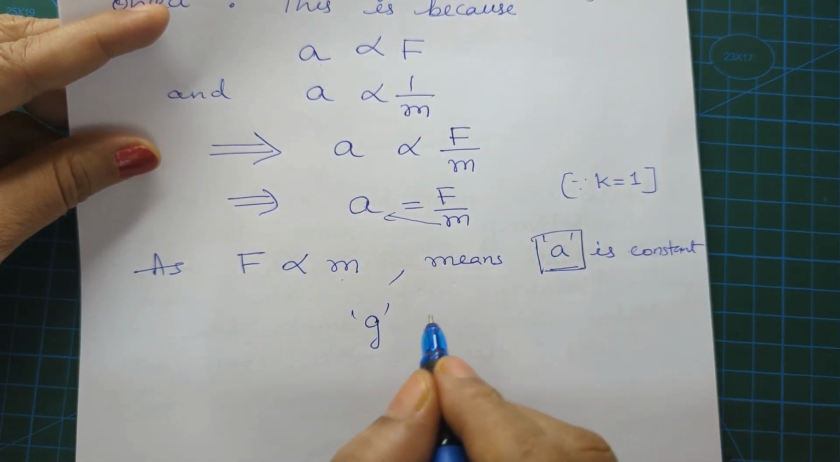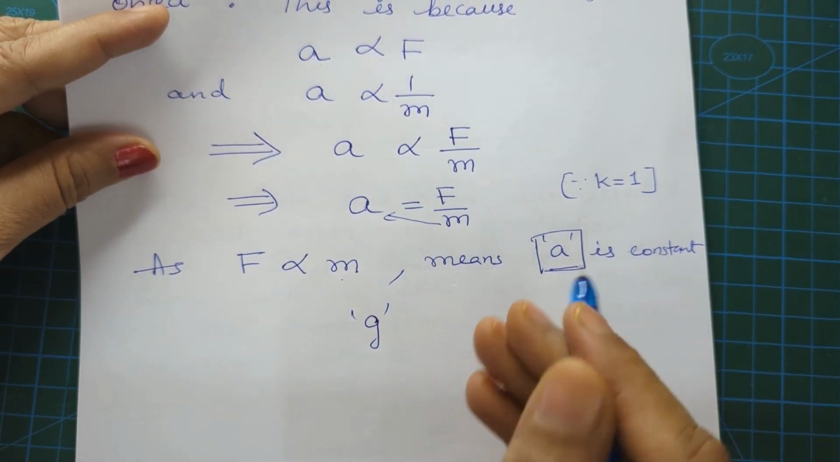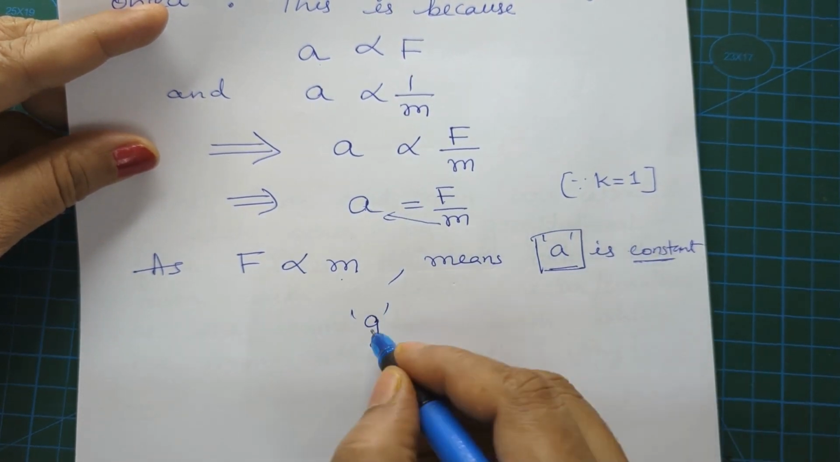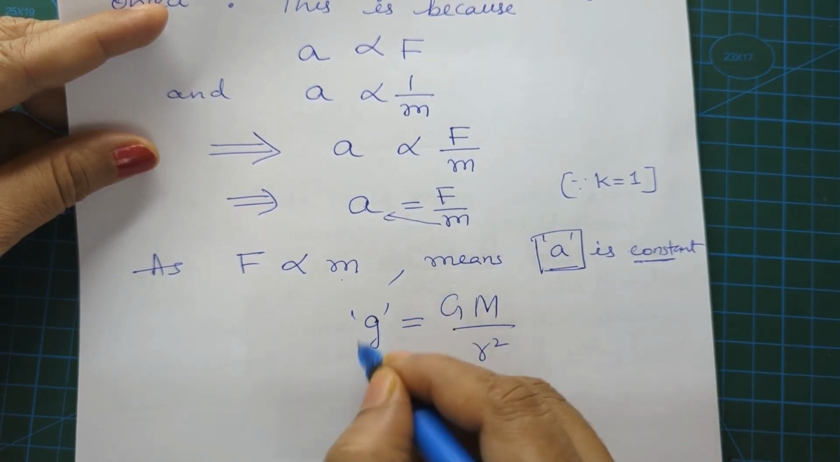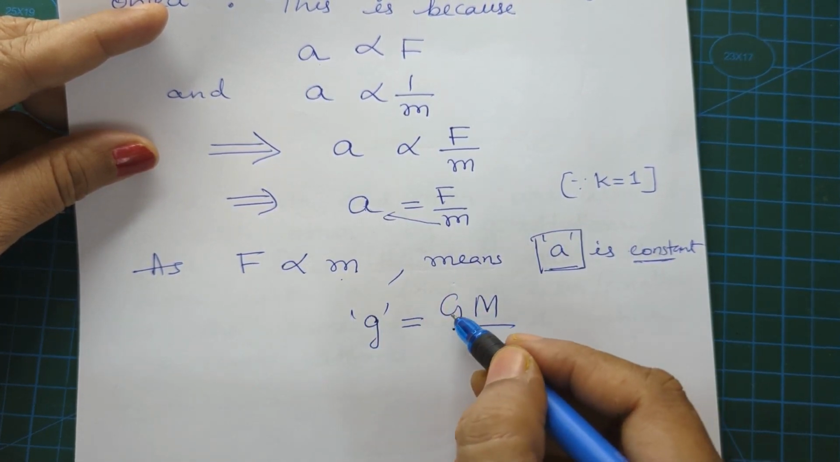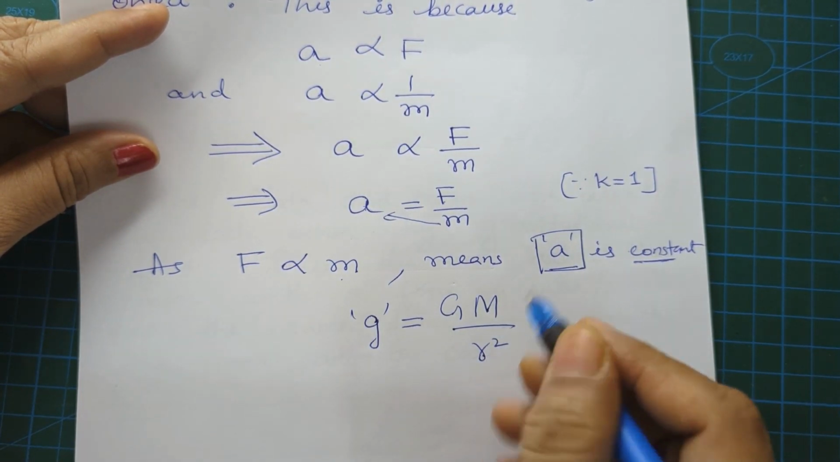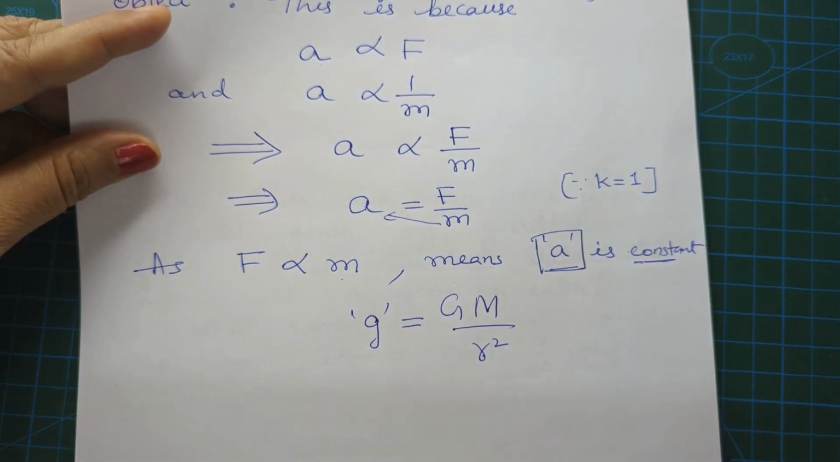So every freely falling object on earth or any other planet accelerates with a common acceleration due to gravity, which is constant, and this depends upon GM by r square. This formula we have already derived. So G is a constant, mass of planet is a constant, radius of the planet is constant. So every freely falling body falls with an acceleration due to gravity, which is a constant for a planet or a particular place. So heavy object, light object fall together.